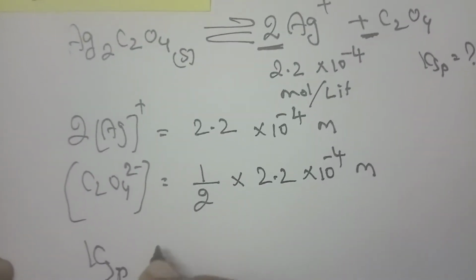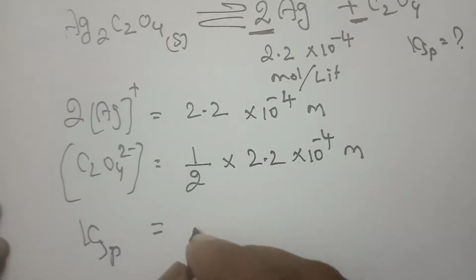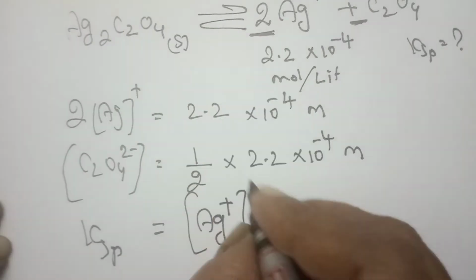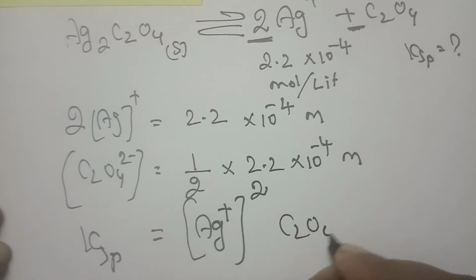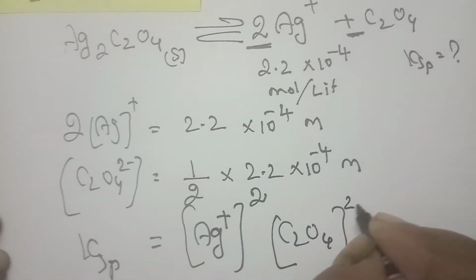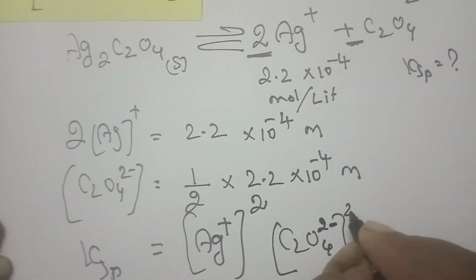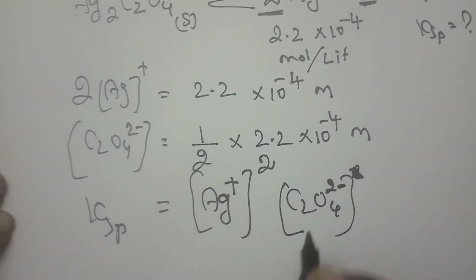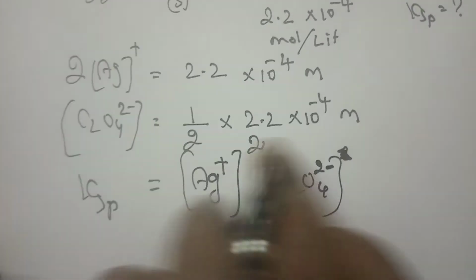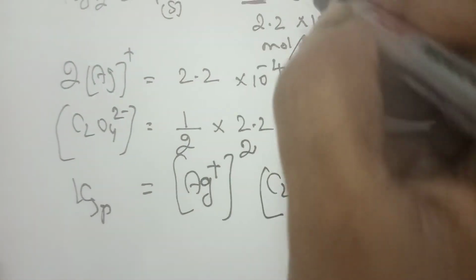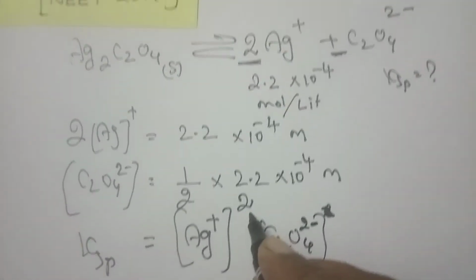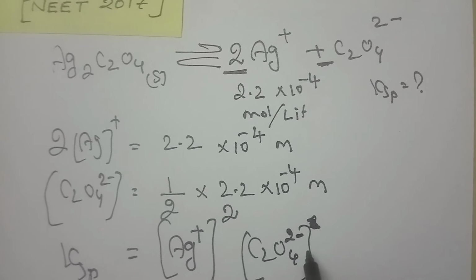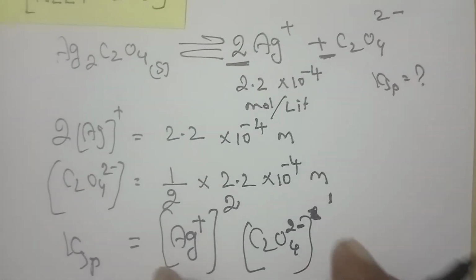Now let us go to the solubility product formula: concentration of silver ion to the power of its stoichiometry, 2, and the concentration of oxalate ion. Regarding stoichiometry of oxalate, it is only 1. So this is the formula for solubility product. Again I am explaining this formula: silver ion with its stoichiometry, oxalate ion with its stoichiometry. Oxalate ion stoichiometry is only 1. So this is the formula.